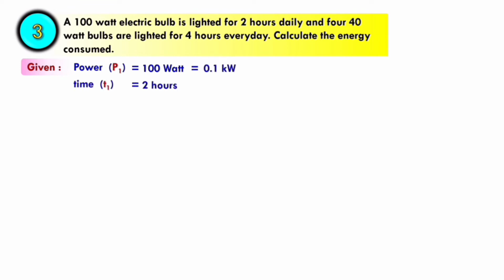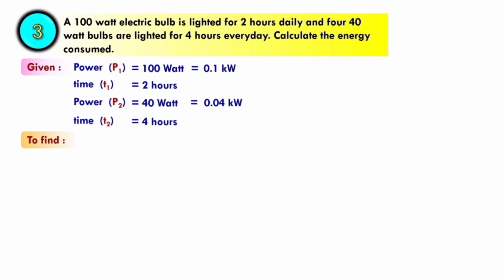And time T1 equal to 2 hours. And the power P2 equal to 40 watt. So convert it into kilowatt. 40 divided by 1000 kilowatt, we will get 0.04 kilowatt. Now time T2 equal to 4 hours. So what we have to find out? We have to find out the energy consumed in each case.